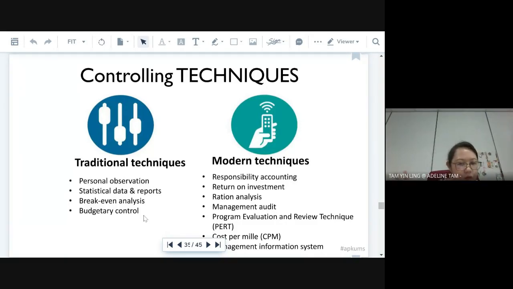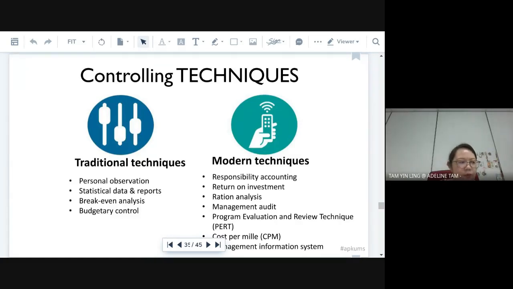So you cannot spend more than the money that we give you for promotion. So this is one way, the traditional way. This is traditional, but some of these methods are still quite suitable to be used today. Masih boleh digunakan, khasnya dari segi budget, especially budget and statistical data and reports. This is what we are still doing today.